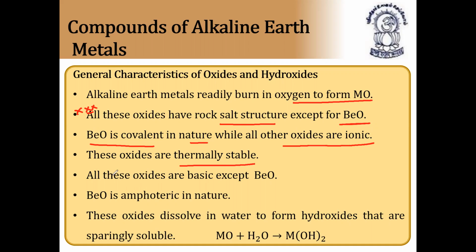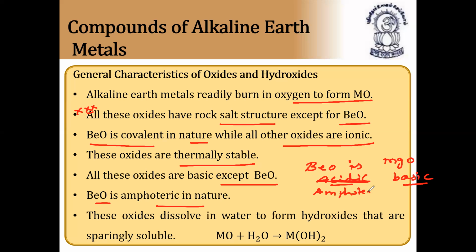All these oxides are basic except beryllium oxide. Since beryllium oxide is covalent, it is slightly acidic, whereas magnesium oxide is basic in nature due to its ionic character. Beryllium oxide is amphoteric, so instead of acidic, we can say amphoteric. If they ask which of the following are amphoteric oxides, we have to choose beryllium oxide.